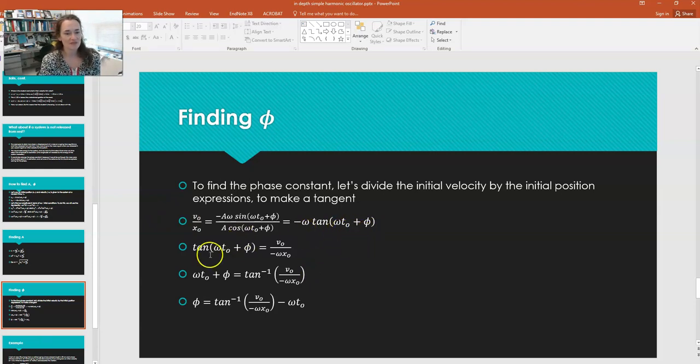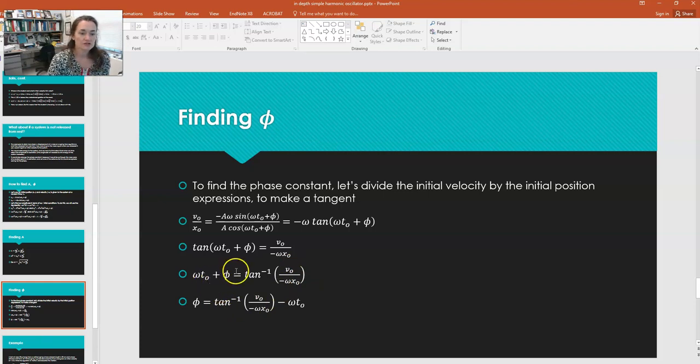Now, rearranging with some simple algebra, I'm going to divide both sides by minus omega. So then I have tangent of omega t naught plus phi is equal to v naught divided by minus omega x naught. If I just take the inverse tangent, or the arc tangent, of both sides, then I have an equation with my initial conditions for phi, and I'm good to go. Taking the inverse tangent, on the left-hand side I've got omega t naught plus phi, equal to, on the right-hand side, the inverse tangent of v naught over minus omega x naught.